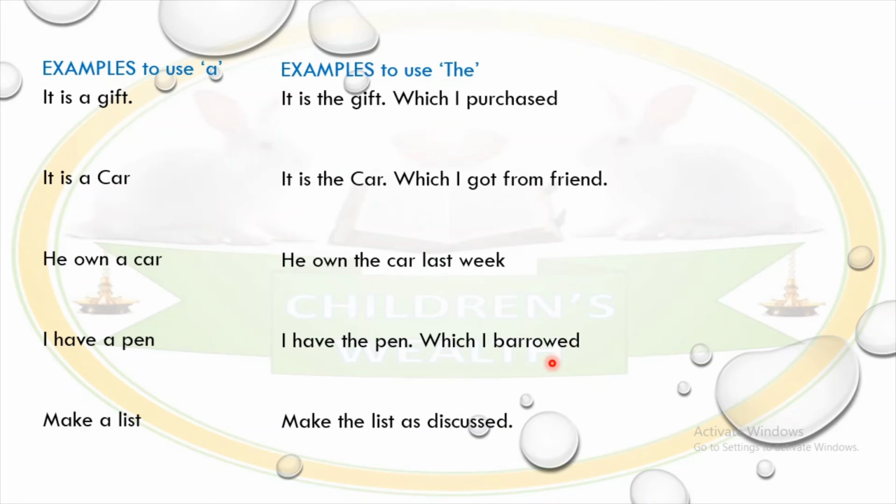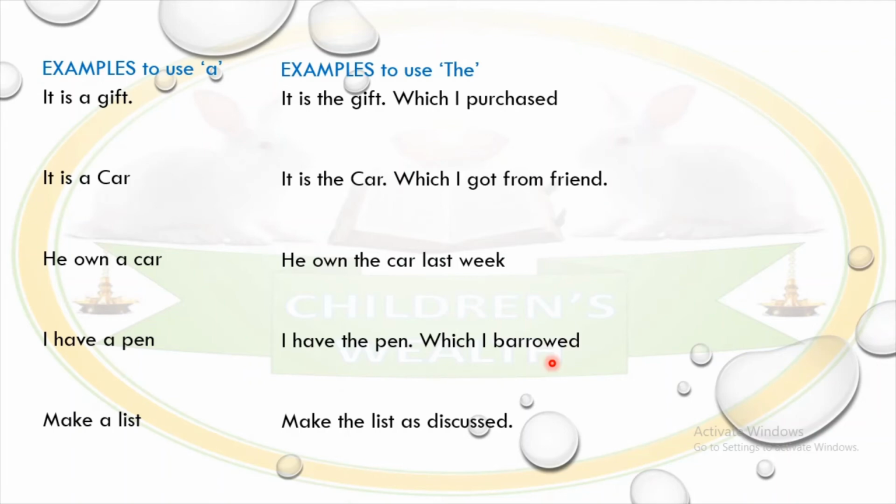It is the gift which I purchased. In this example we can see it is definite, meaning which gift, the one which I have purchased. Like that, it is the car which I got from a friend. This is also definite, so that's why we have used the article the behind the noun car.